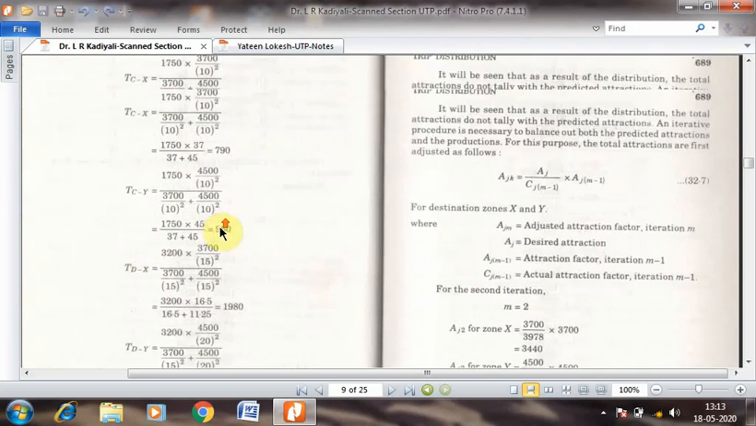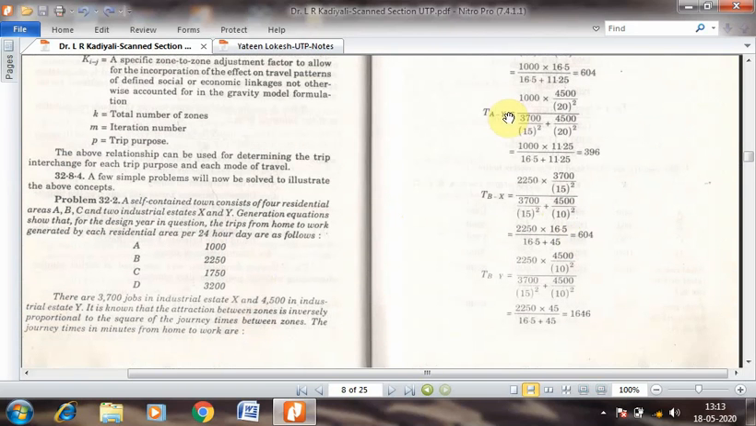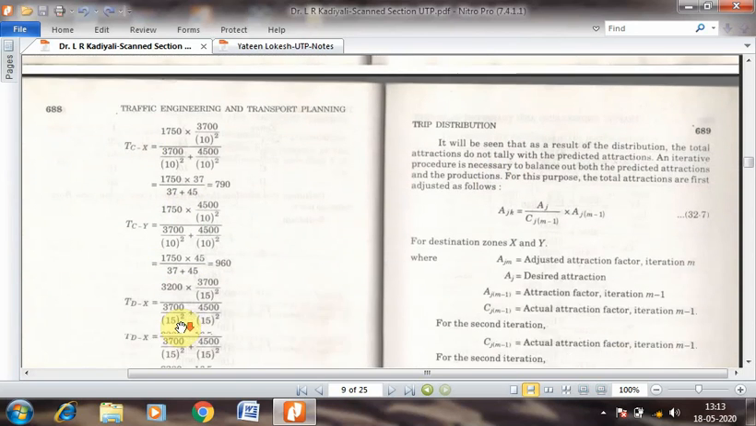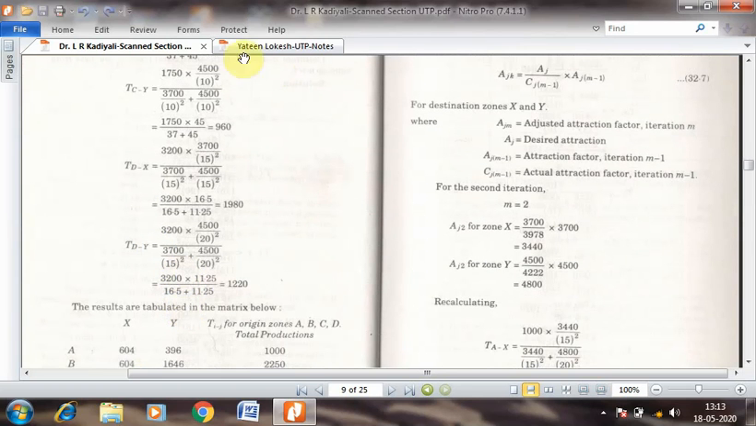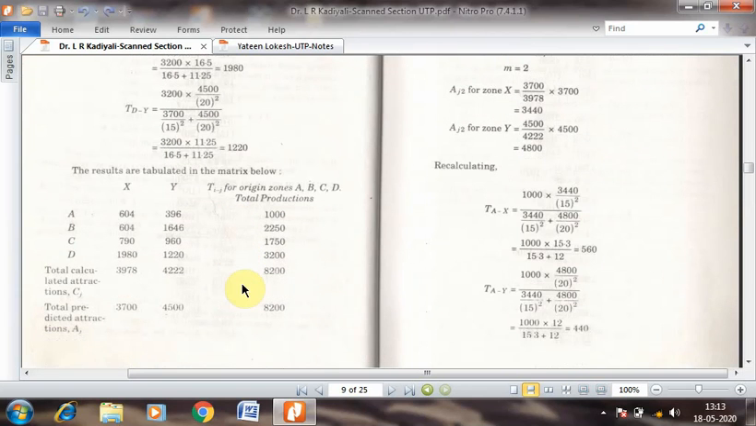Okay, so basically you are trying to find out the interzonal trips that might be happening in future with respect to the present number, with respect to the trips happening and the attractions that are there in the opposite zone. So A to X, A to Y, B to X, B to Y, C to X, C to Y, and then D to X and D to Y need to be calculated. Once you have calculated all these capital TIJs, you need to tabulate the findings in the form of a matrix. So this is the matrix that you will be coming across.